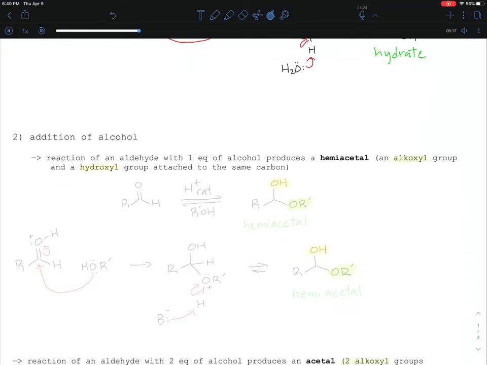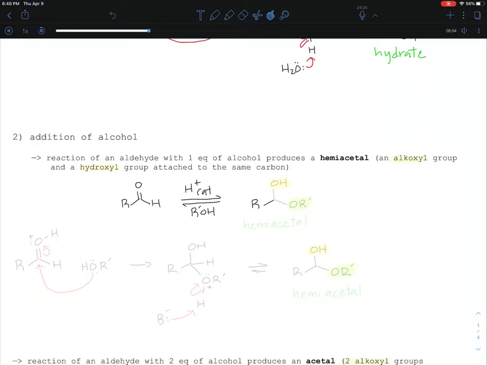If you were to take an aldehyde and react it with one equivalent of alcohol, let me take a generic aldehyde, and I'm going to react it under acidic conditions, so catalytic in acid, and one equivalent of some alcohol. We'll do R prime OH just to have our R groups be different. They don't have to be different, but so we can keep track of things. What are we going to get?